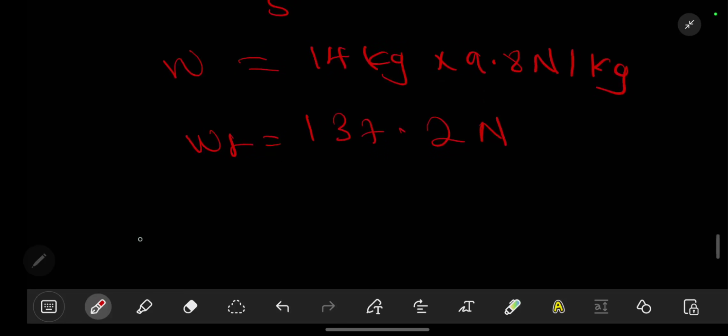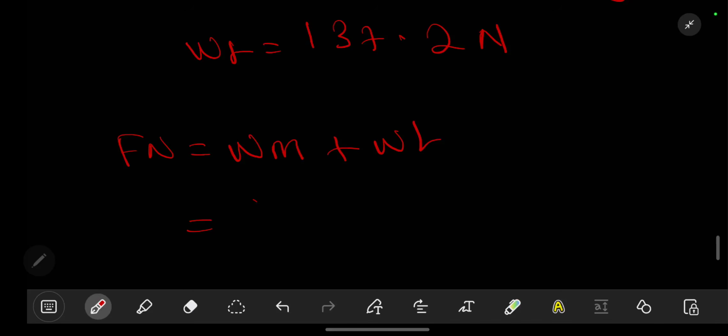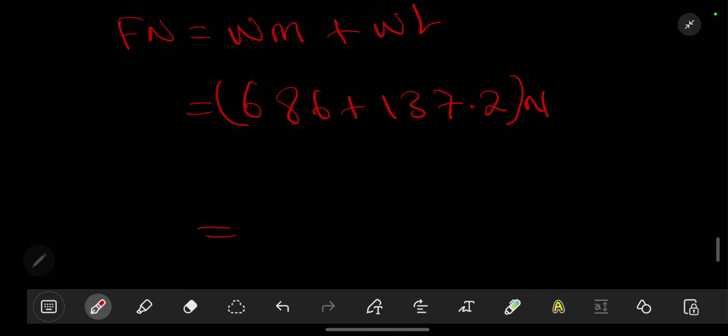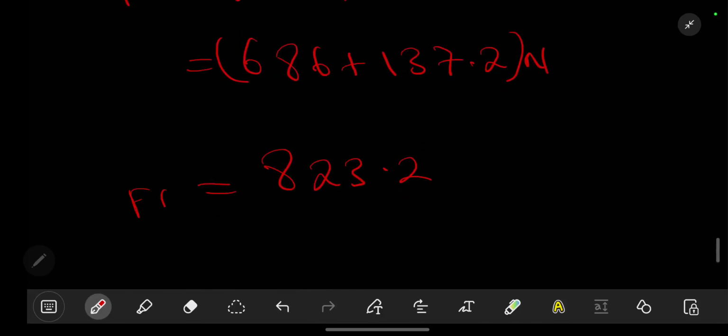So therefore, remember, we are saying that the normal force is equivalent to the weight of the man plus the weight of the ladder. So the weight of the man is 686 plus the weight of the ladder, 137.2. So all this is in newtons. When we add, we are going to get 823.2. So this is the normal force.